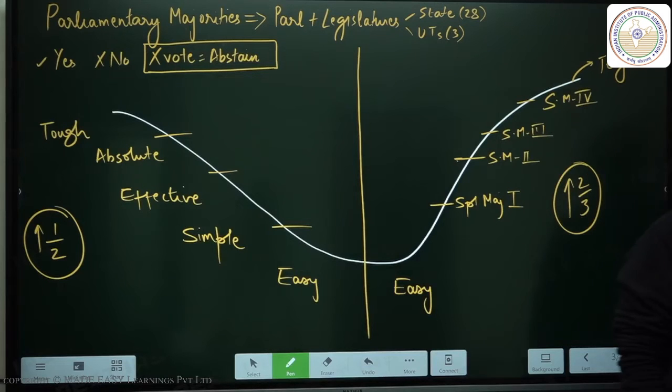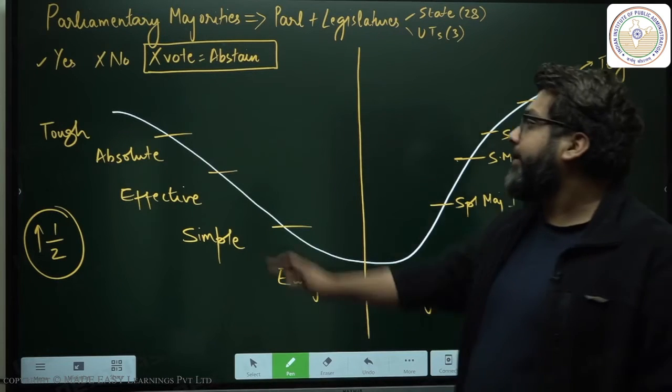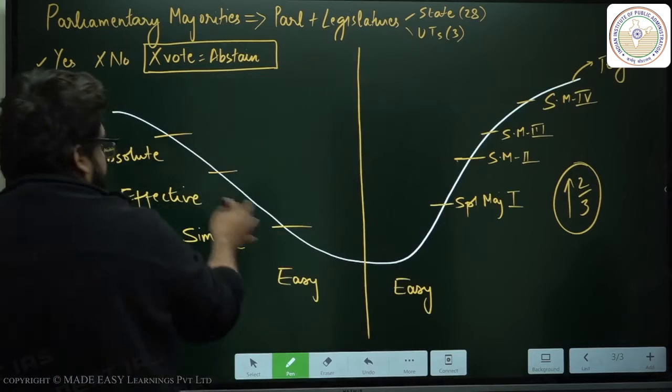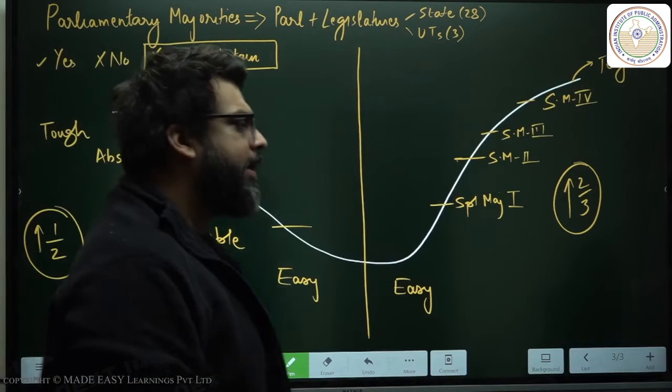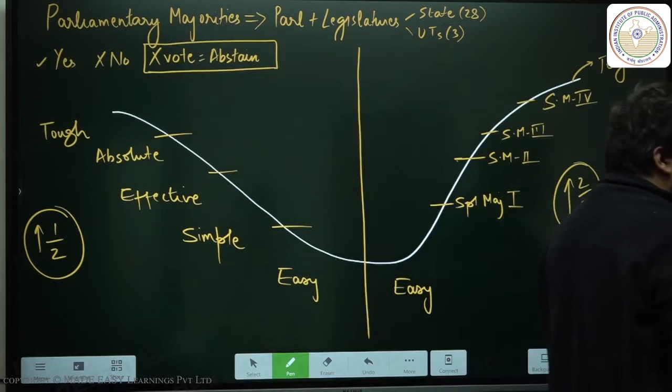Understood? Now, let's start from one end. We'll keep plotting them on the graph as and when we get to it, and it will be very easy for you to understand. Okay? Chaliye.